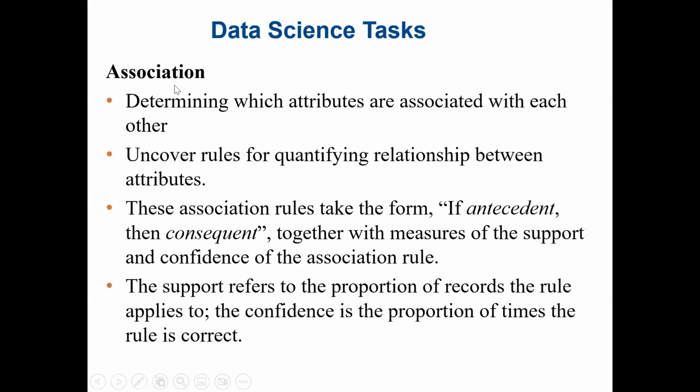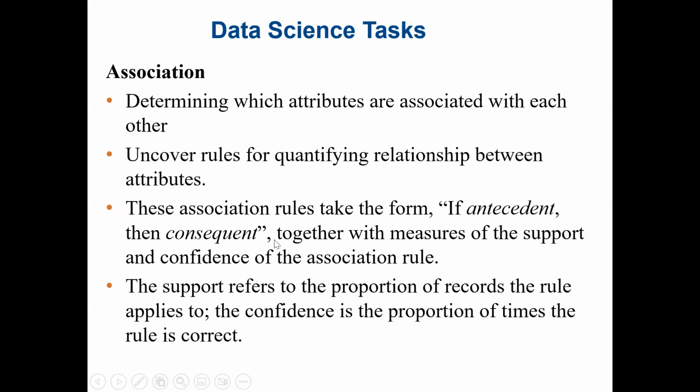The next is association. The goal of association is to determine if two items have any relation or are associated. So here we're going to determine which attribute is associated with which other. For example, if a customer buys product A, he may buy product B. So product A leads to product B or product C. We want to know the relationship. So here we're going to uncover rules for quantified relationships between attributes.